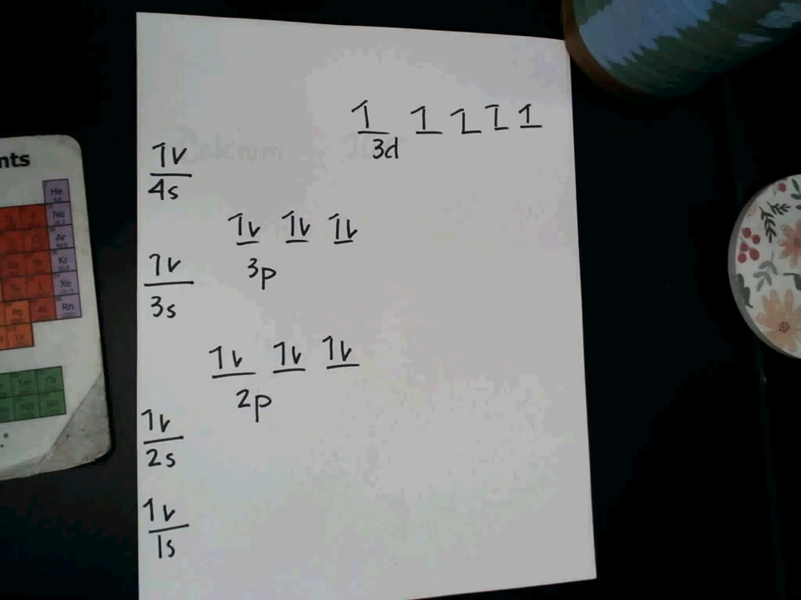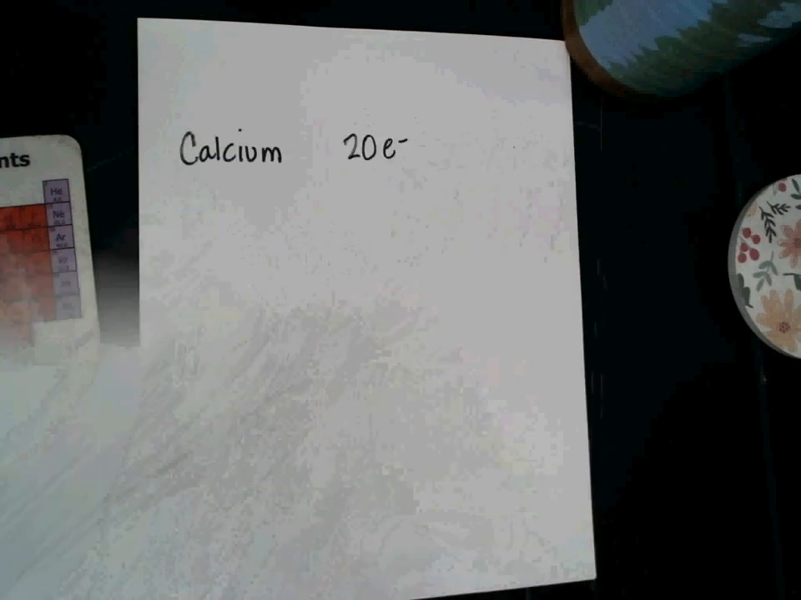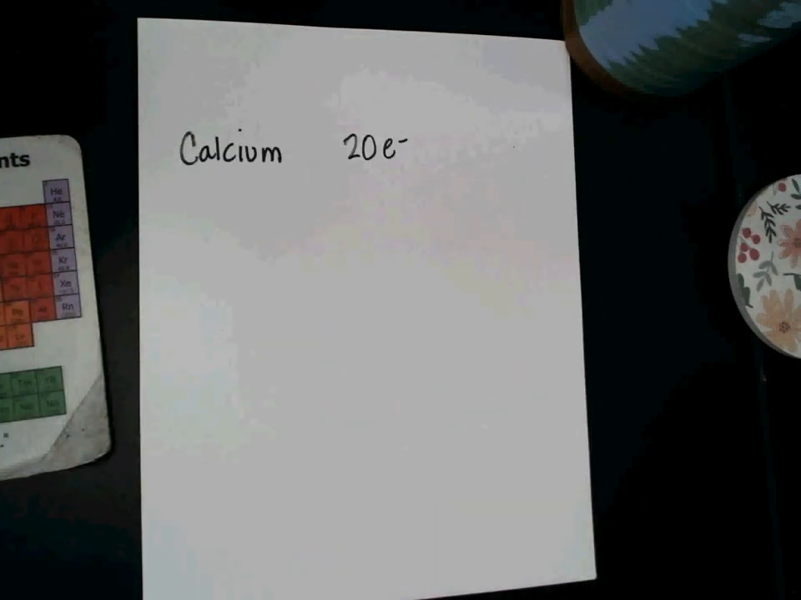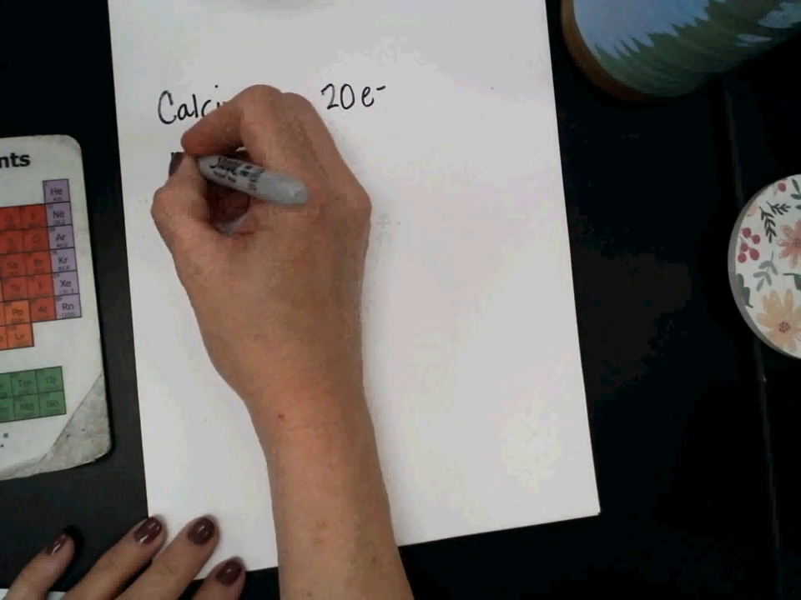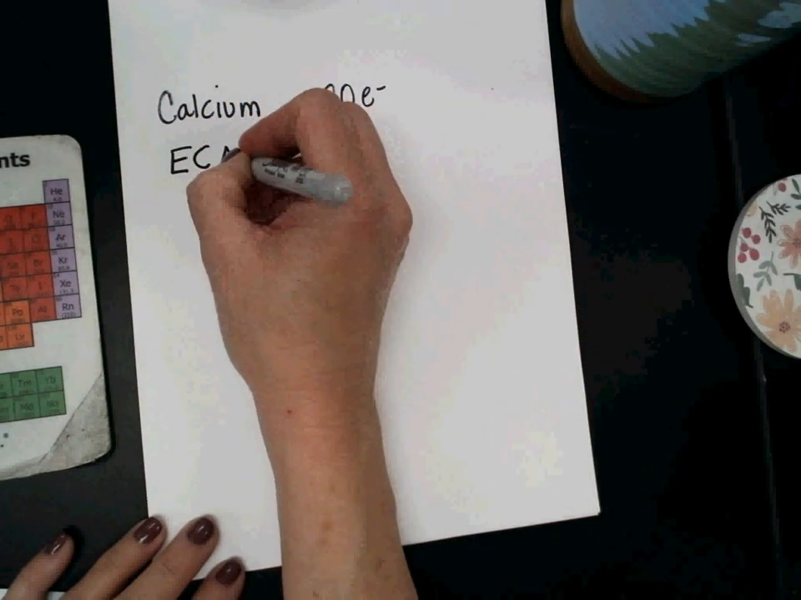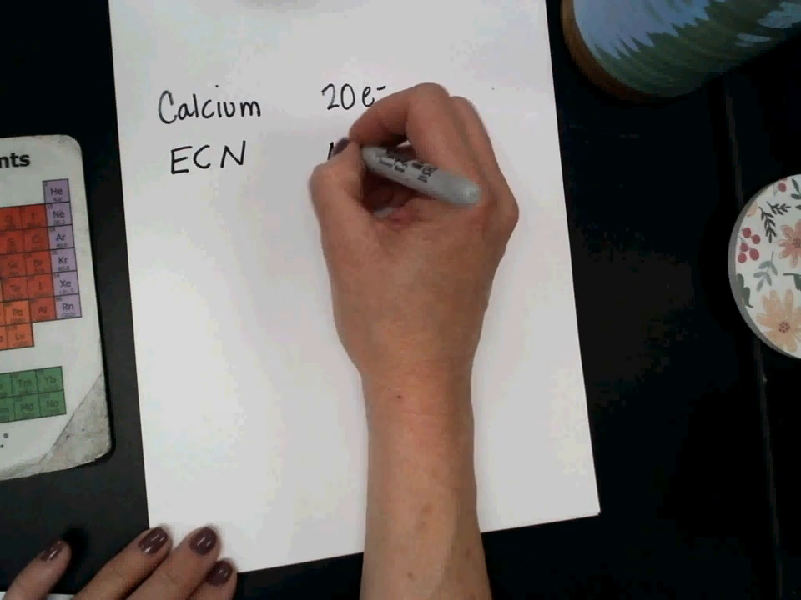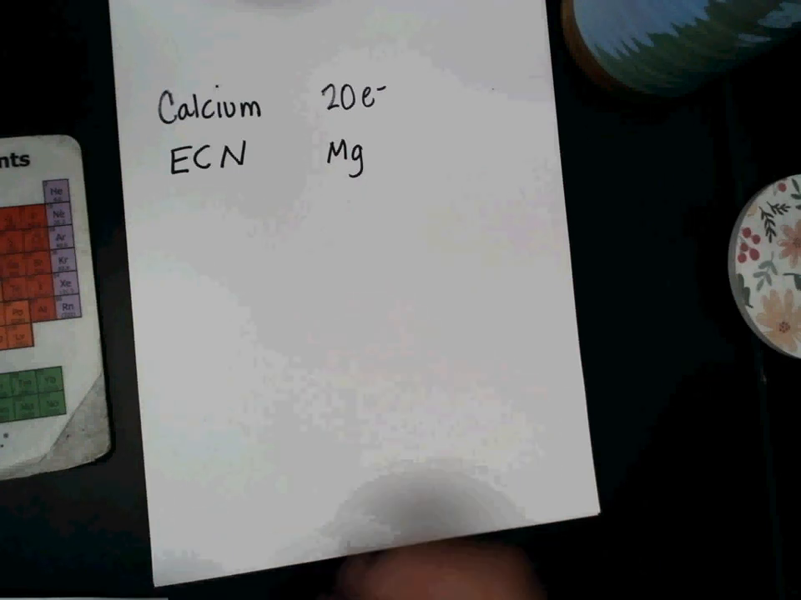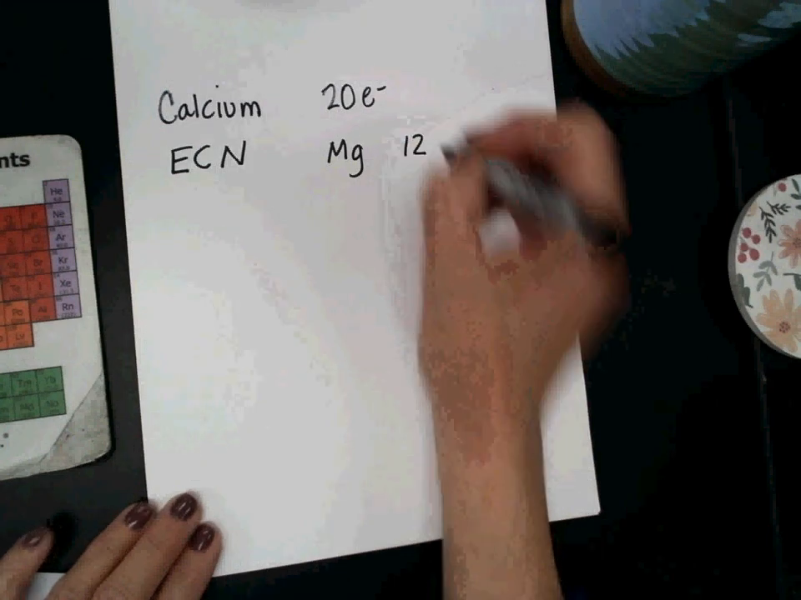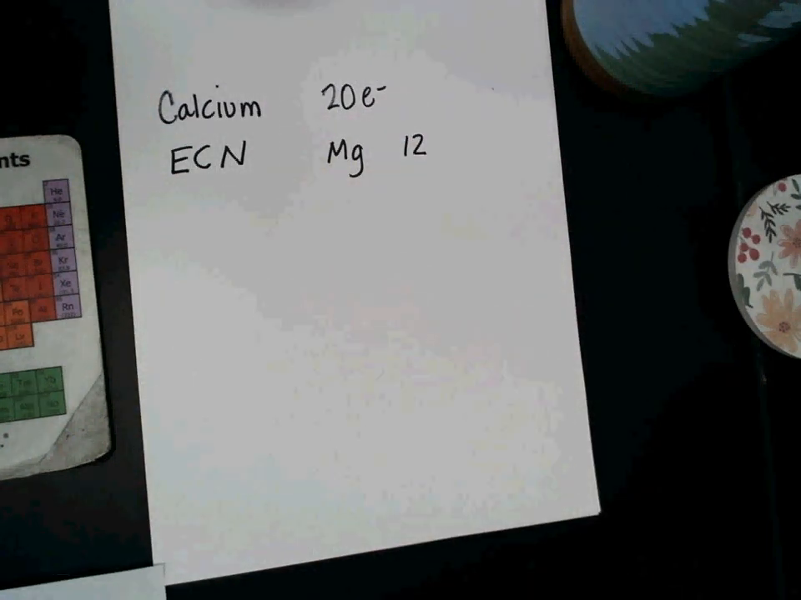Okay? Now, we're going to do one step farther. Let's start with, I'm going to use electron configuration notation for, let's just do a small one, magnesium. What's the atomic number of magnesium? We should know that. Good, 12. I think that was Connor.